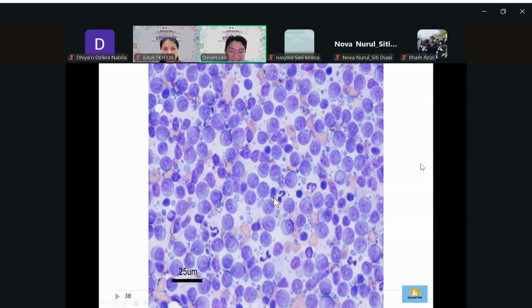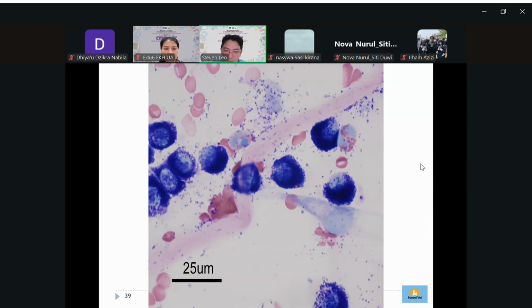So the nucleus here is a little bit big. You can see it's big like this one. It's typically of the lymphoma. Then how about this one?